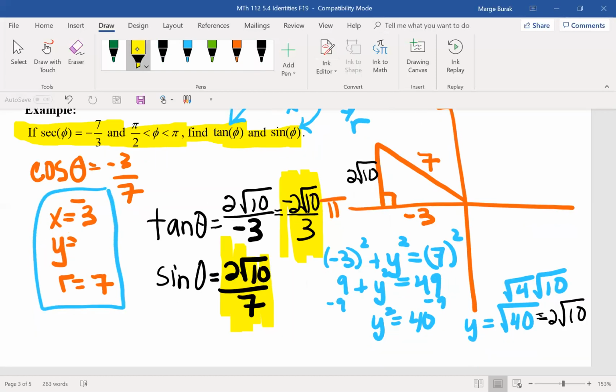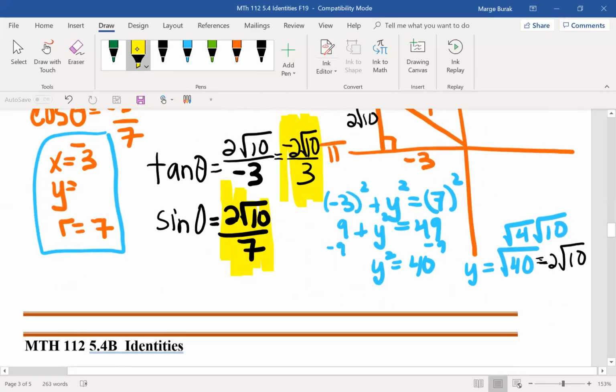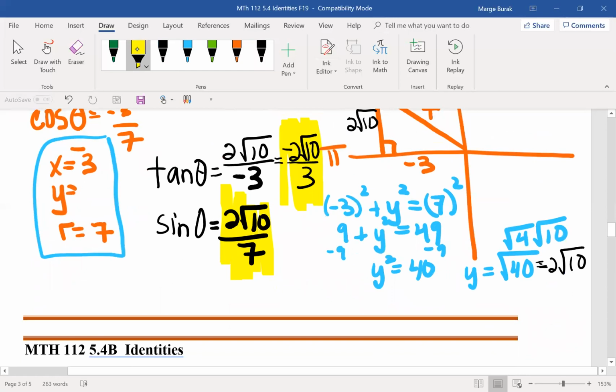Okay. And we're going to stop this because the next section is 5.4 identities, and that is just a little bit different. So let's take a pause right now and be back for more.